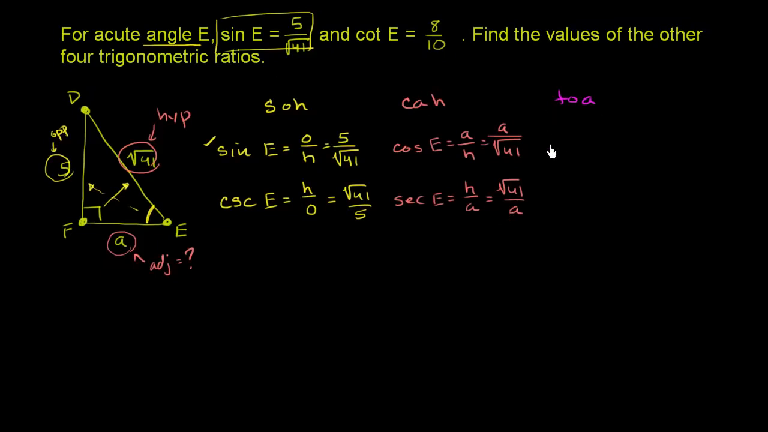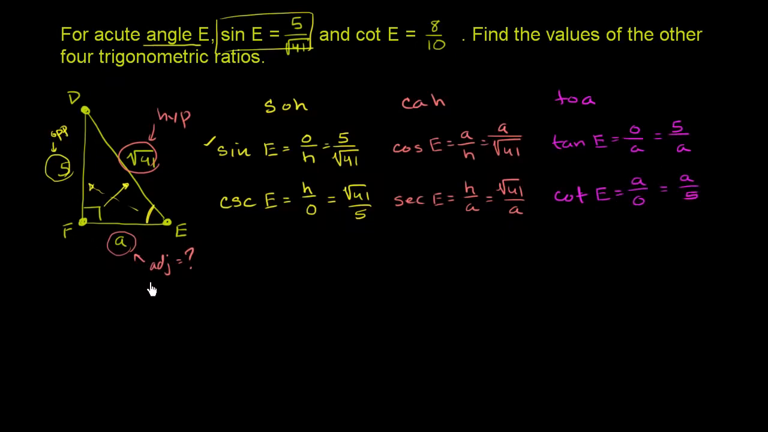Now let's use TOA. That tells us that the tangent of E is equal to the opposite over the adjacent. What's the opposite side to angle E? It has length 5. It's side DF. So opposite is 5. And we still don't know the length of the adjacent side. That's this side of length A. So I'll just write A right over there. Now what about cotangent? Cotangent is the reciprocal of the tangent. So it is adjacent over opposite, or in this case, A over 5.